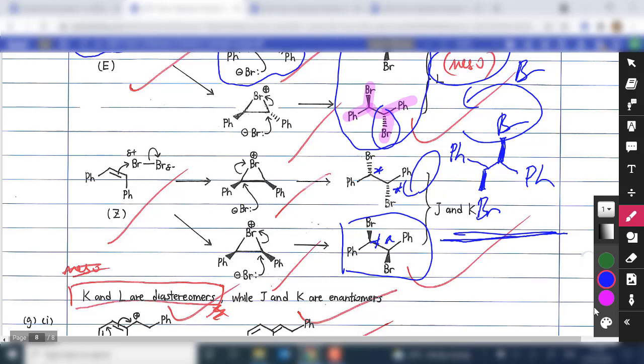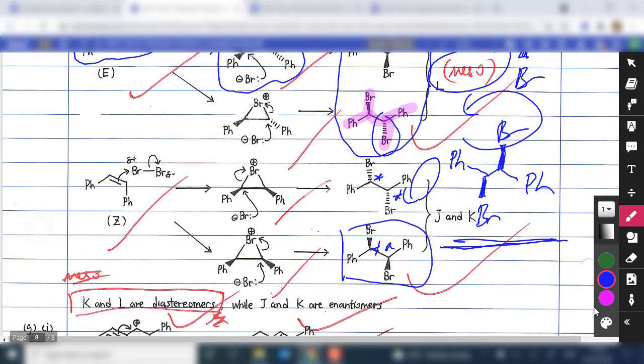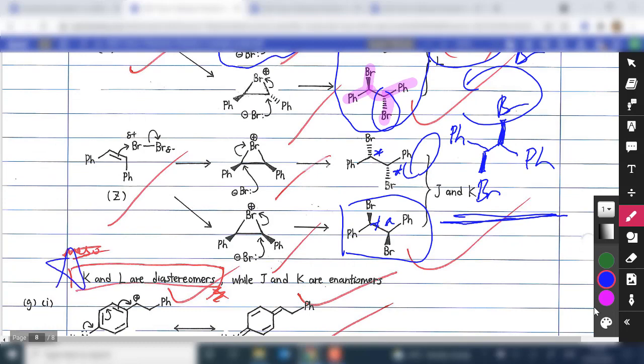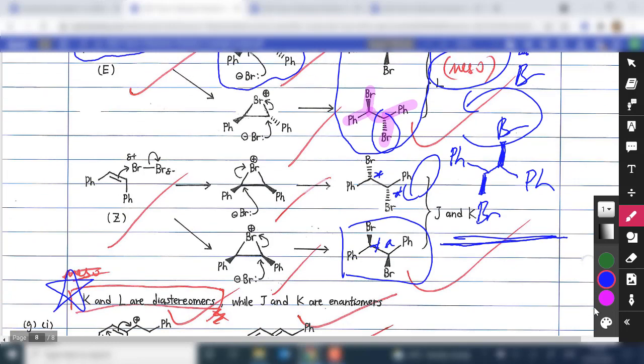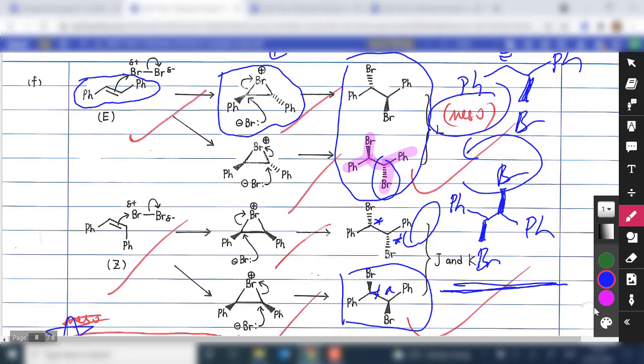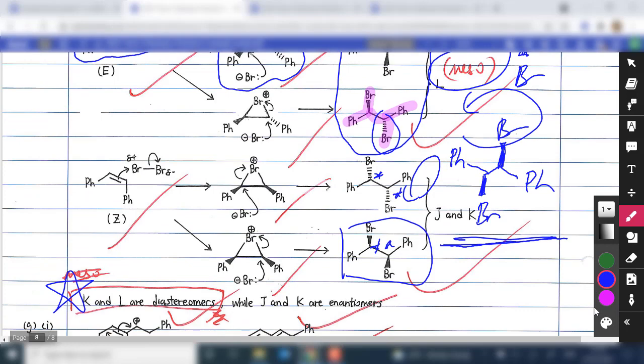So relatively straightforward, and this is definitely in your curriculum. You need to be able to tell the difference between enantiomeric pair and diastereomeric pair. So if you are able to do that, then I don't think part F is any big issue.